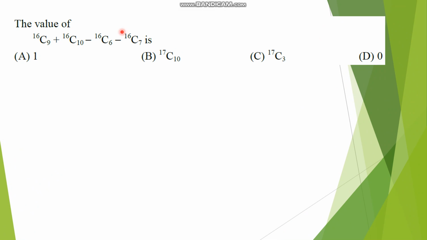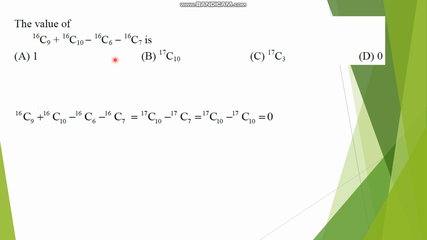The value of 16C9 plus 16C10 minus 16C6 minus 16C7 is. We just need a simple property which says that nCr plus nC(r minus 1) is (n plus 1)Cr. Now look at these two terms, 16C10 and 16C9. Here n is 16 and r is 10, right? nCr plus nC(r minus 1) will be (n plus 1), 17, Cr, with r being 10.